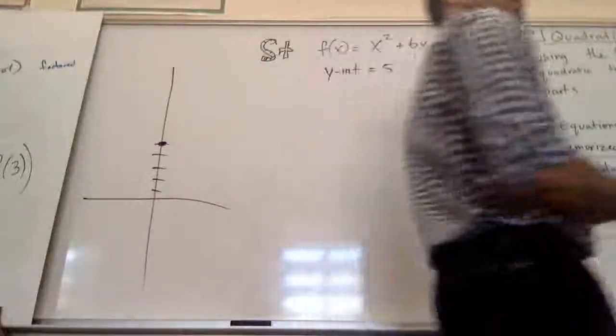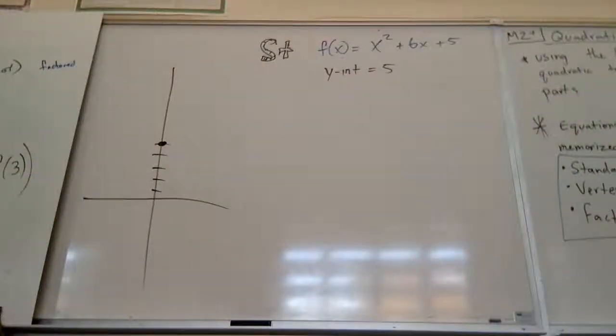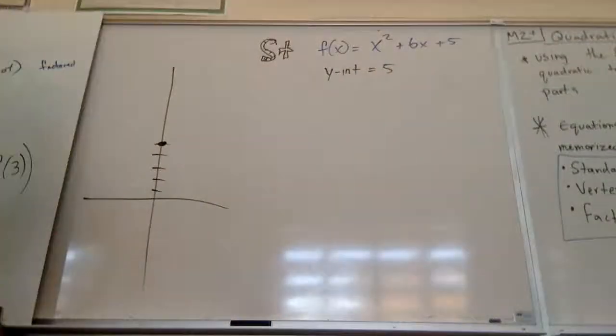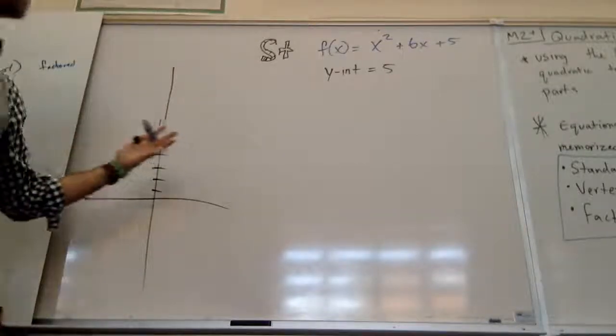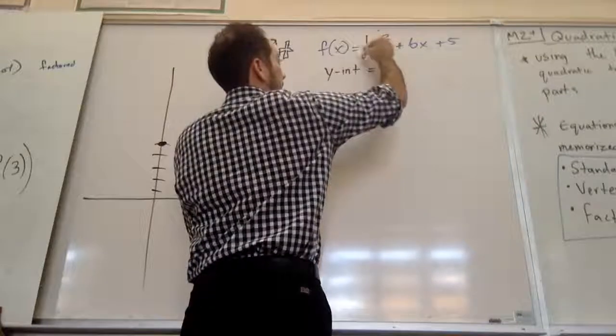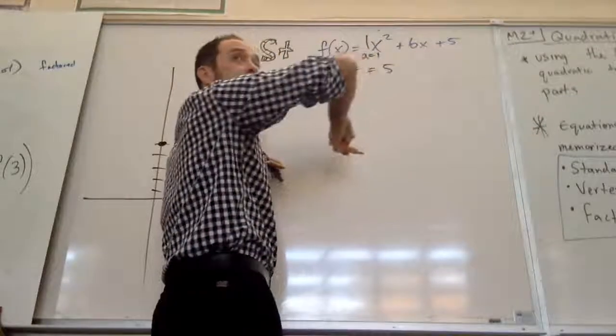What else can we find? Someone else. What else can we find? It opens up or down. Opens up or down? What do we say? What's our A value? 1. Let's label our values. A is equal to 1. Go ahead and do B and C.